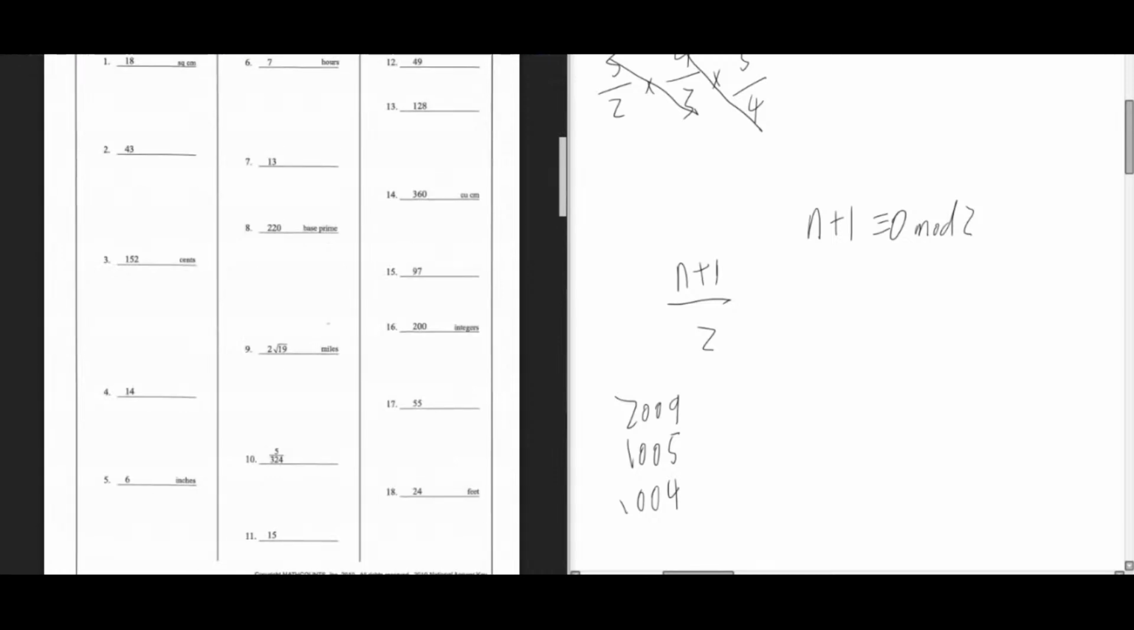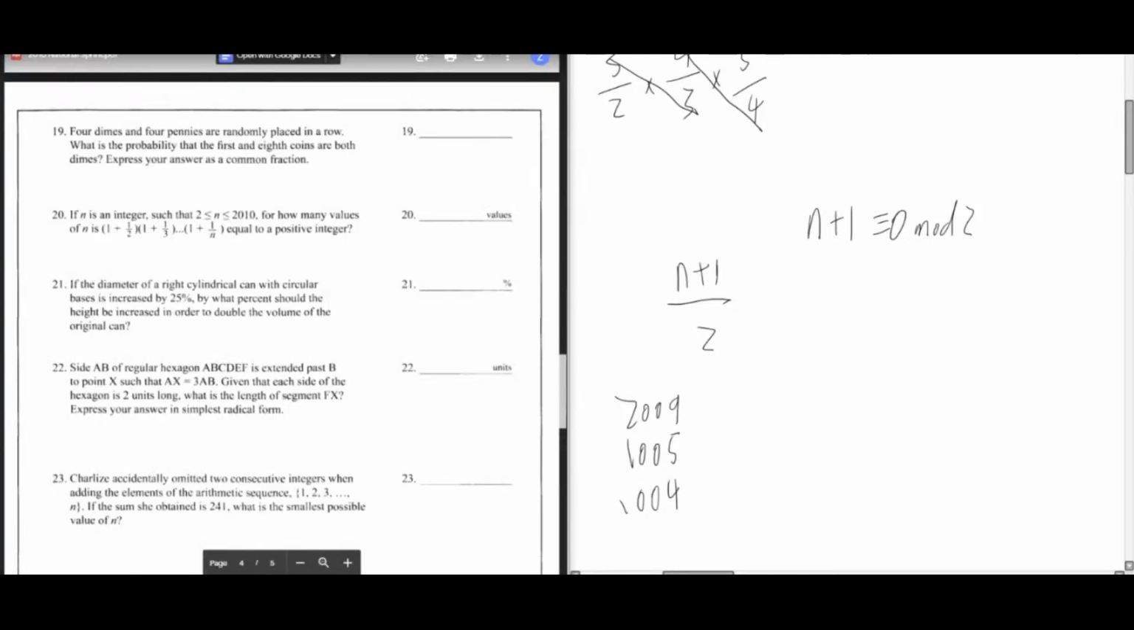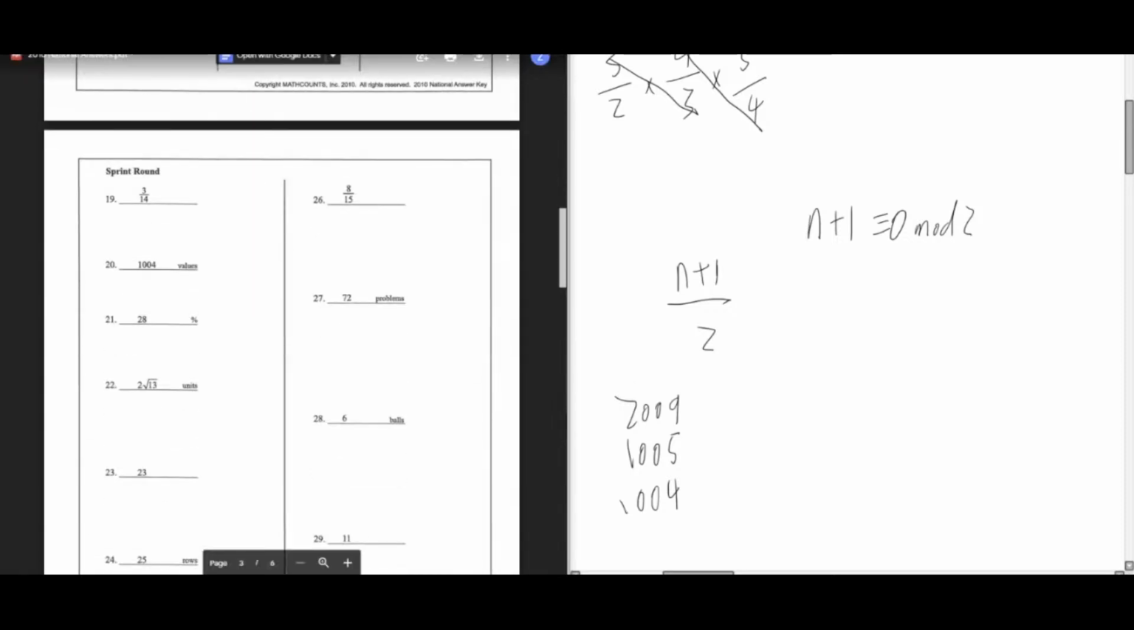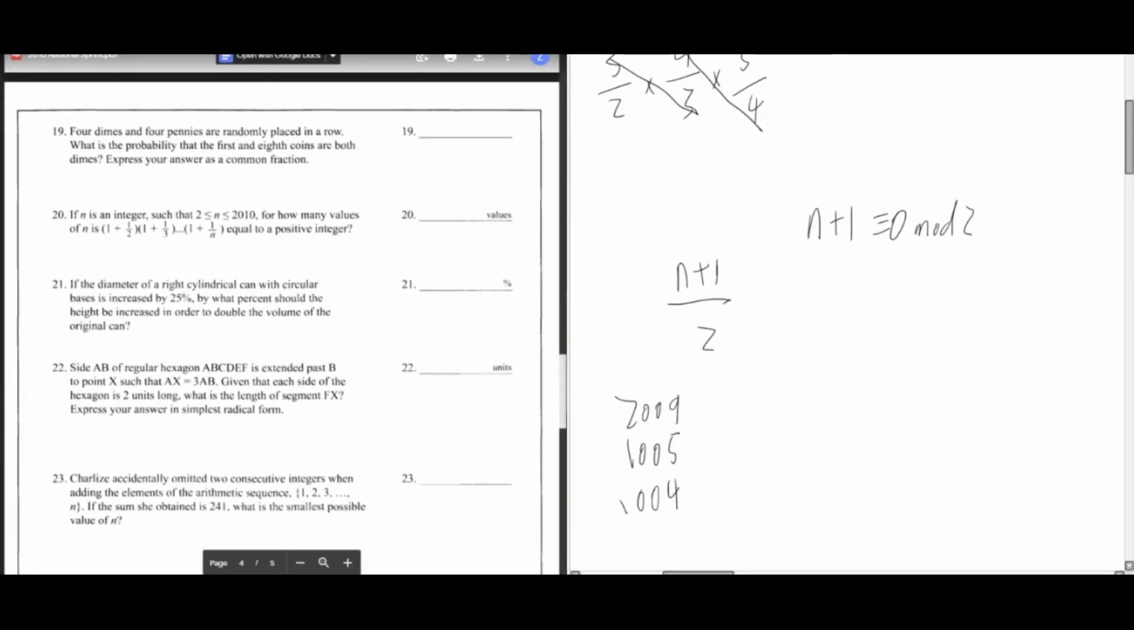And if we look, that was question 20. Okay. And yep, that's our answer, 1004 values. Okay, number 21.